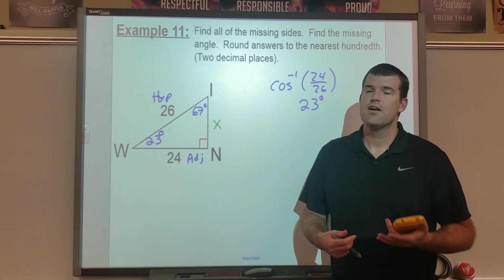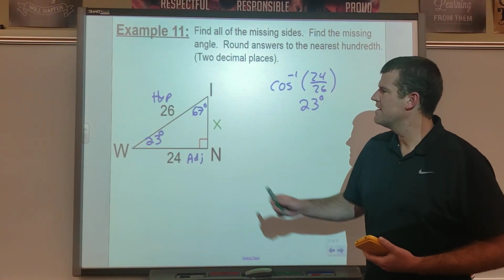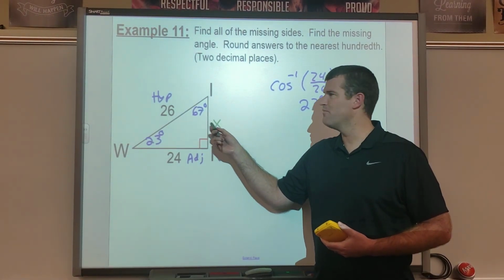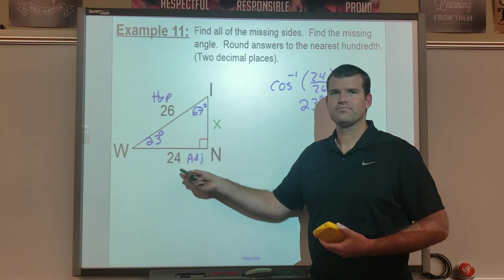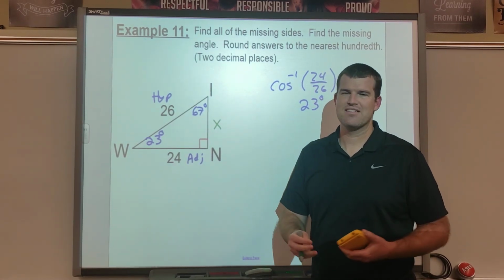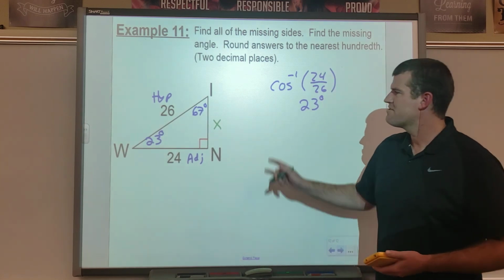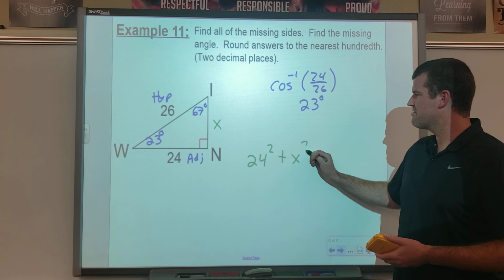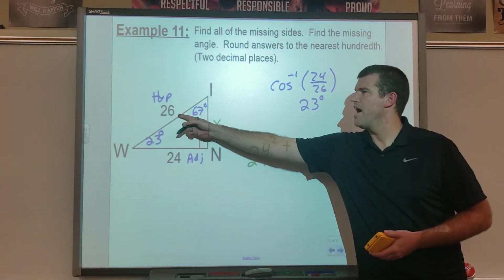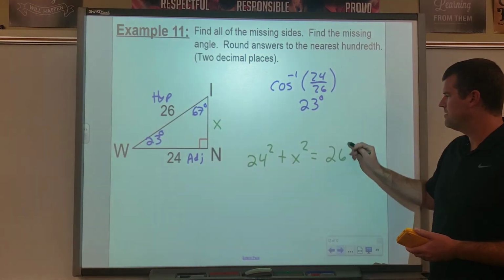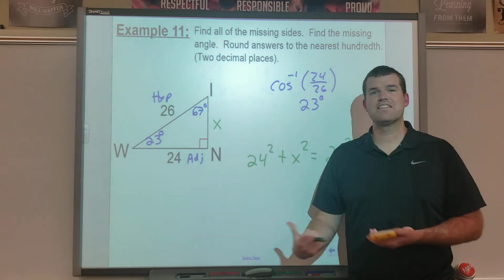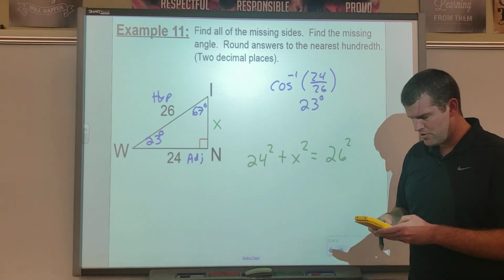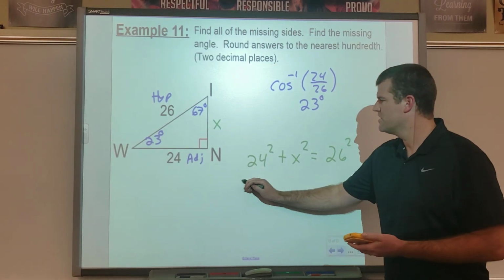You can use trig. But what else could we use in a right triangle to find the third side if we already know the other two? That's right. We've been practicing the Pythagorean theorem. So I could do, instead, 24 squared plus x squared equals the hypotenuse squared. And if I use trig, I promise I'll get the same answer I'm about to get. But I could also do it with Pythagorean theorem, which you guys are very, very good at using.